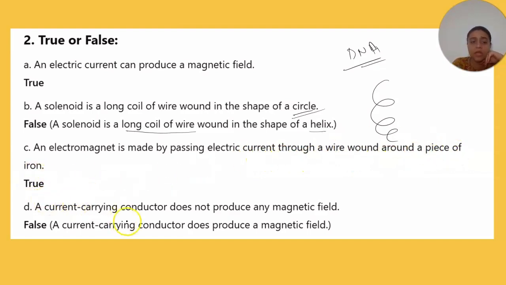That's true. A current carrying conductor does not produce any magnetic field. False. It does produce one, right? A current carrying conductor does produce a magnetic field. If it were an insulator, which does not carry current, then it will not produce any magnetic field around it.